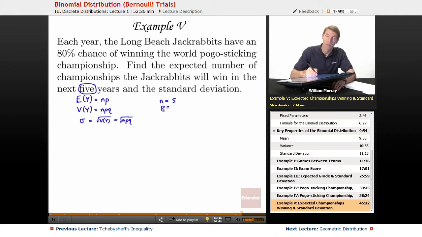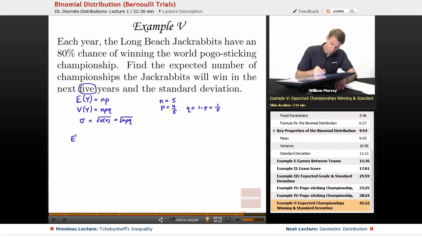The p here is the probability of winning any particular year, and we were given that that's 80%. As a fraction, that's 4/5. And I'm going to go ahead and figure out what q is. Remember, q is always 1 minus p. So that's 1 minus 4/5, which is 1/5. I think that's all I need to know for this one. So let's go ahead and calculate these out.